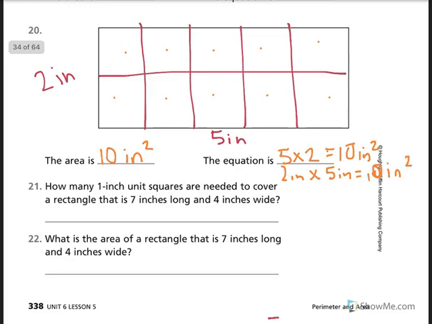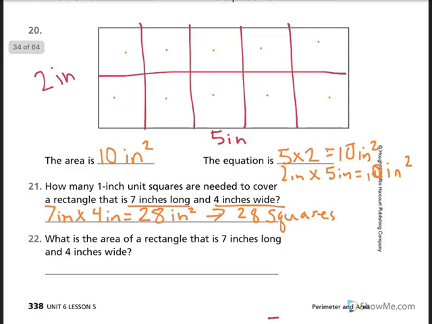Okay. How many 1-inch unit squares are needed to cover a rectangle that is 7 inches long and 4 inches wide? Now, you could go ahead and set that up with your inch squares and make one that's 7 by 4. Another way to do it would just be using that formula to figure out the number of square inches. So our formula is length times width, so that would be 7 inches times 4 inches. Hopefully you remember. That would be 28 inches squared. So that would mean 28 squares that are 1 inch by 1 inch.